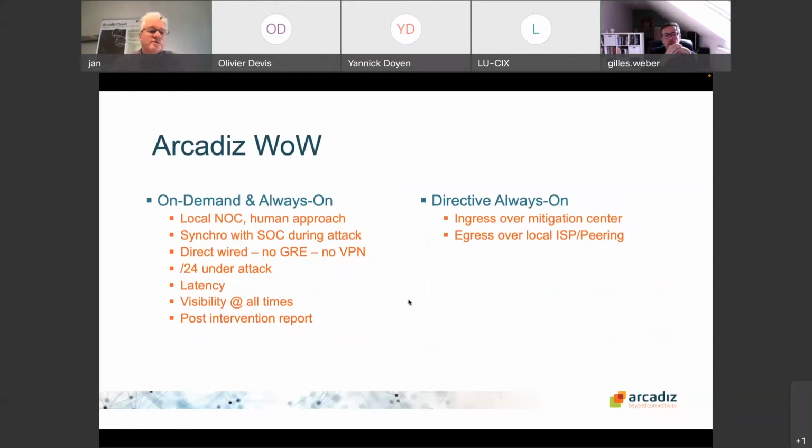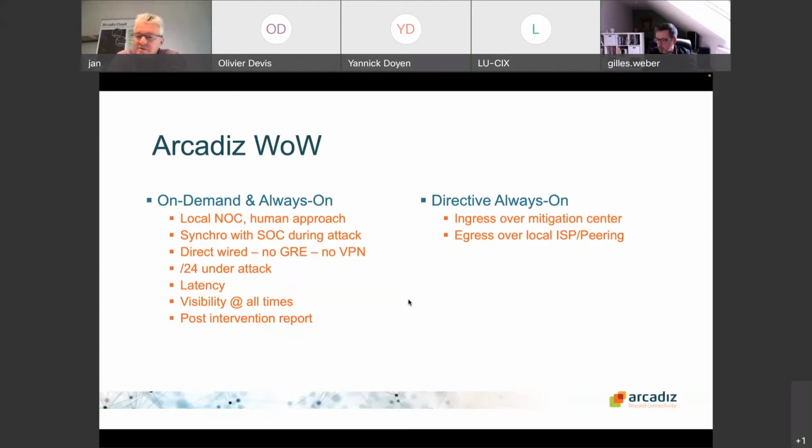What is the Arcadiz way of working? So we have a local NOC. Local means Benelux. We have a human approach. We do a synchronization during the attack with the SOC. And so the SOC for us is not only an automated computer-based system, but an automated system combined with human intelligence for longer attacks whereby the vector changes during the attack. It's the human that can make a difference to mitigate the systems quicker.